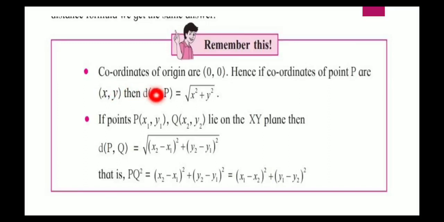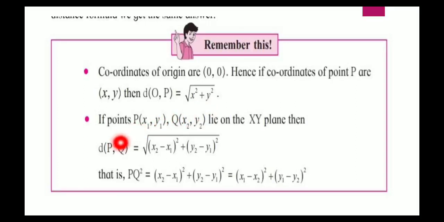The coordinates of the origin are 0, 0. Hence, if the coordinates of point P are x, y, the distance of OP is equal to the square root of x square plus y square. When one of the points to find the distance is at the origin, we will use this formula directly.